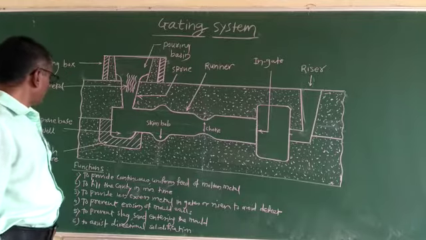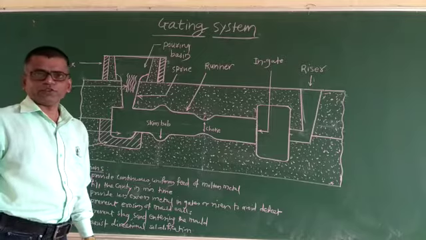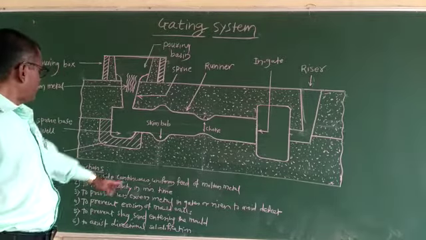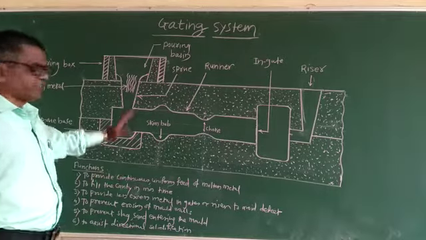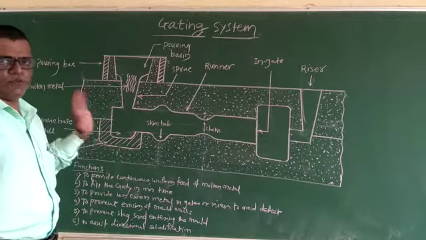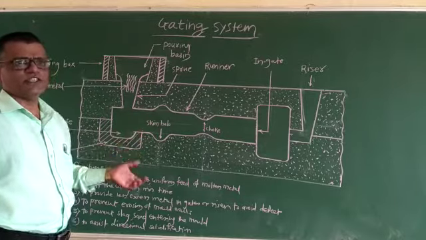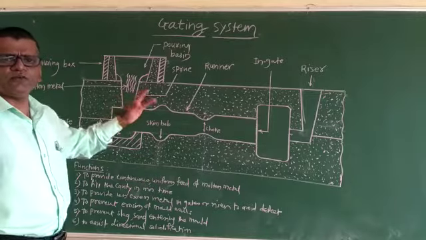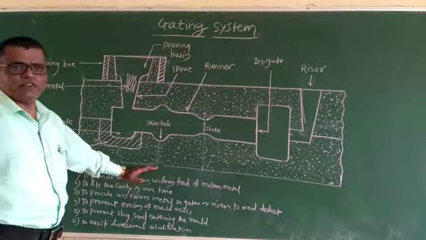First function: to provide a continuous, uniform feed of molten metal. The flow of molten metal should be uniform and continuous. That is the first principle used in a gating system. If it is not uniform and is discontinuous, then there will be erosion of the molding sand or of the various elements. So the flow should be uniform and continuous.